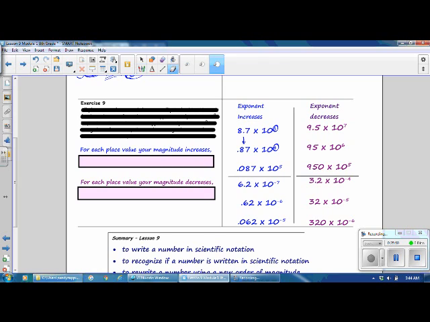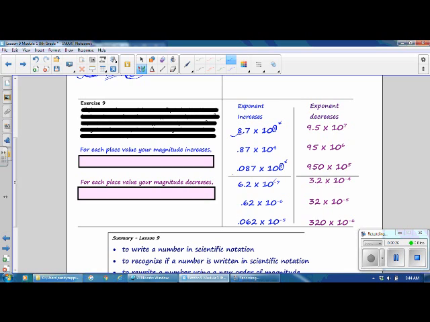Then let's take a look at what happens when you change your exponent twice. So here we're going from an exponent of 3 to an exponent of 5. So this one would be 1,000 and this would be 100,000. So our exponent is increasing by 2 place values. When you increase your exponent by 2 place values, you need to decrease your decimal place by 2 place values as well. So it goes from 8.7 to 0.087.